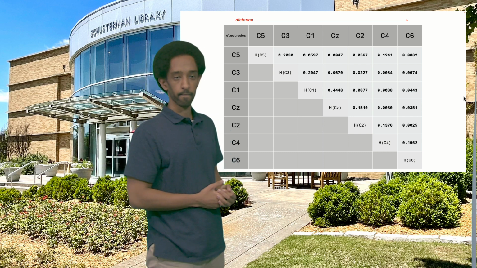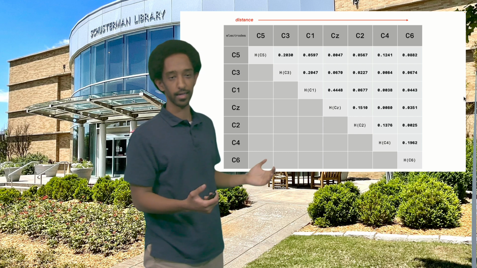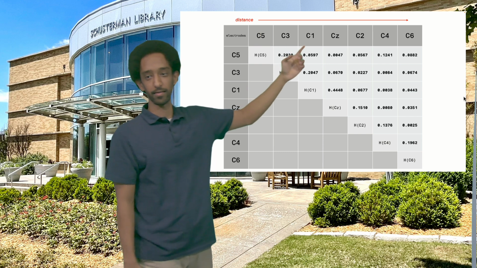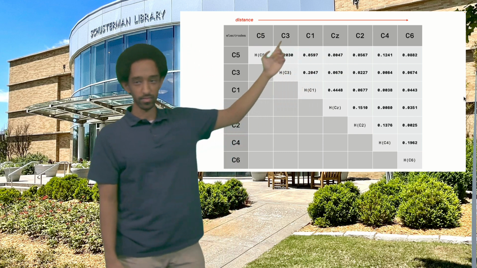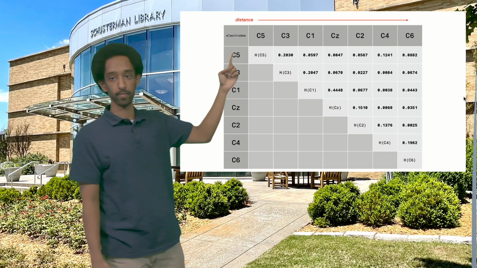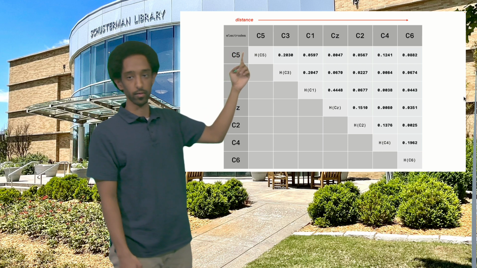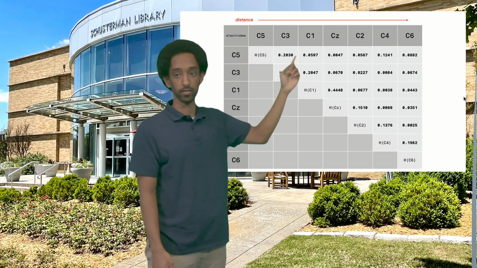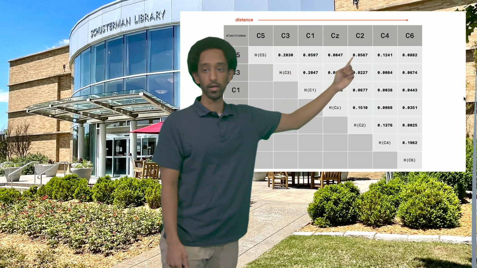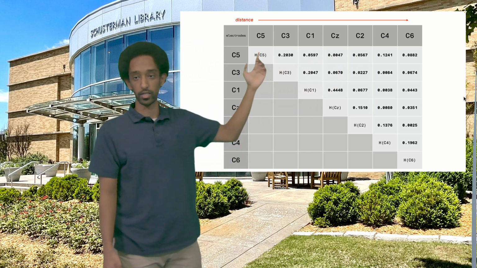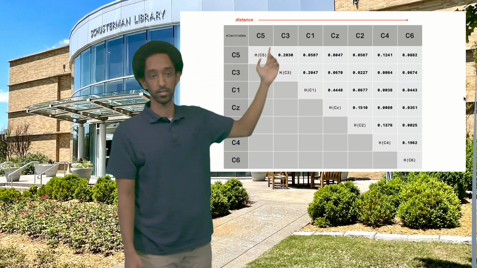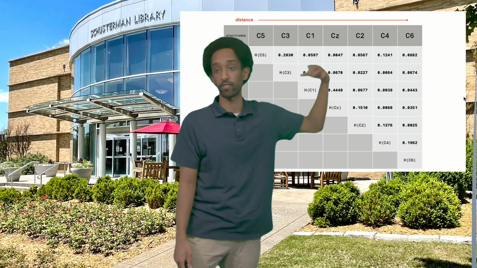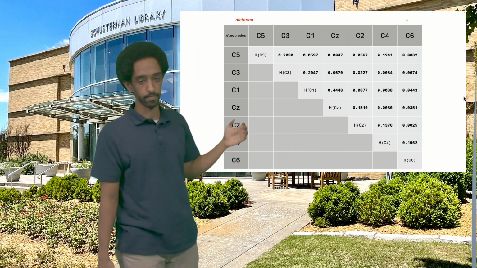So the first thing we can look at is this top row here. Remember, this top row is basically a way of expressing the mutual information of C5 compared to these electrodes as they go away from C5. So we expect the mutual information between C5 and C3 to be high, and then the lowest mutual information to be the farthest away from C5.